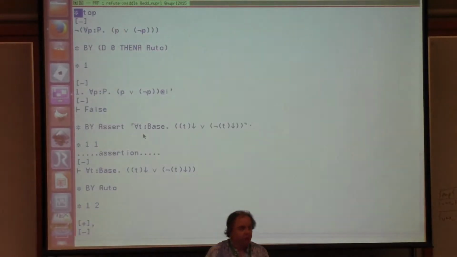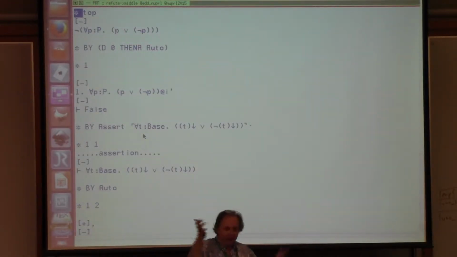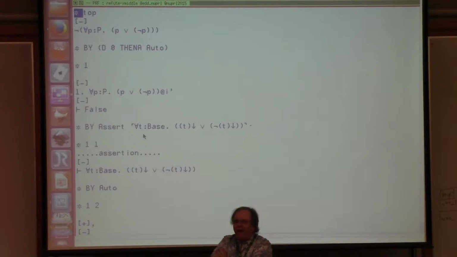Okay, now we're done. So we have now proved that it's not the case in NuPRL that for all p, p or not p. We've actually refuted the excluded middle. So it's not the case that excluded middle is just not available in NuPRL. It's just false in NuPRL. So we have to step back and say, why is this? What's going on here?